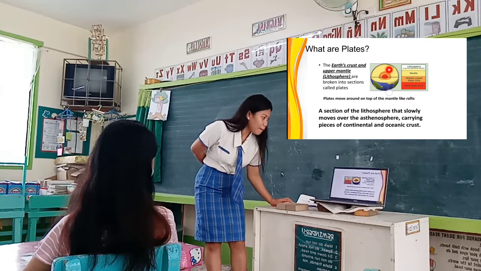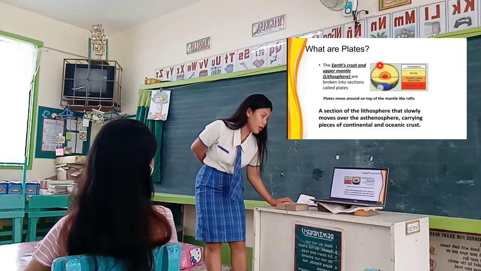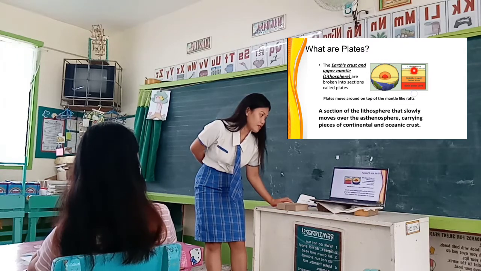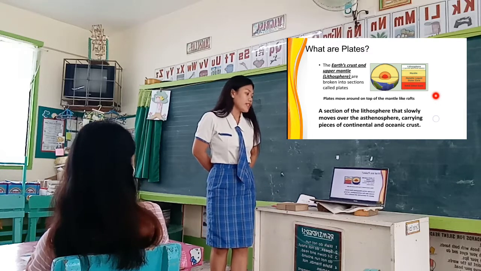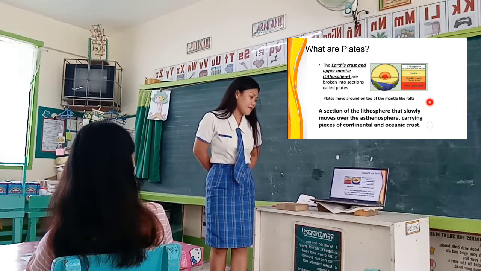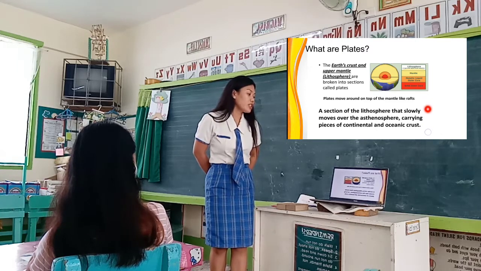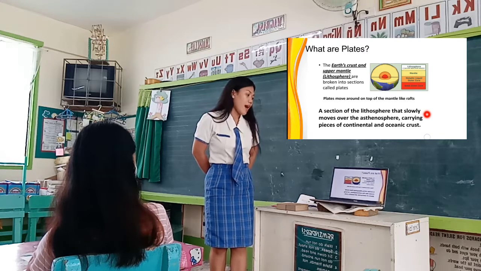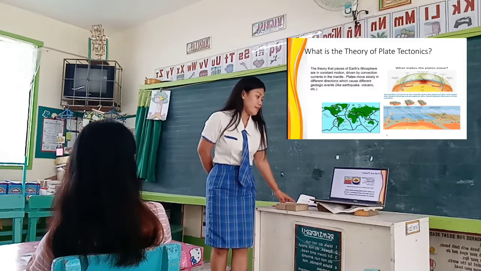On the upper part of the mantle, between the crust and the upper part of the mantle, we can find the lithosphere. This is the lithosphere here. Plates move around on top of the mantle like rafts. They are like floating. Yes. A section of the lithosphere slowly moves over the asthenosphere, carrying pieces of continental and oceanic crust.